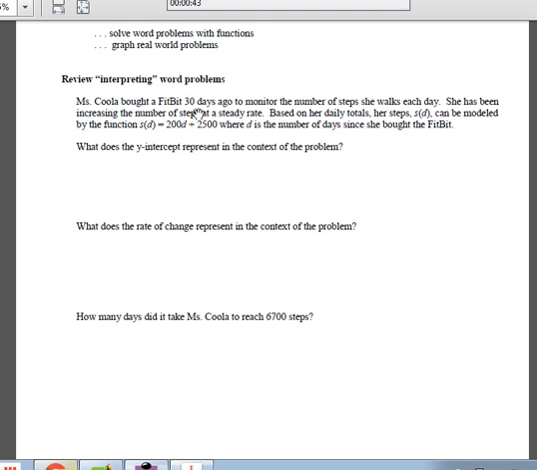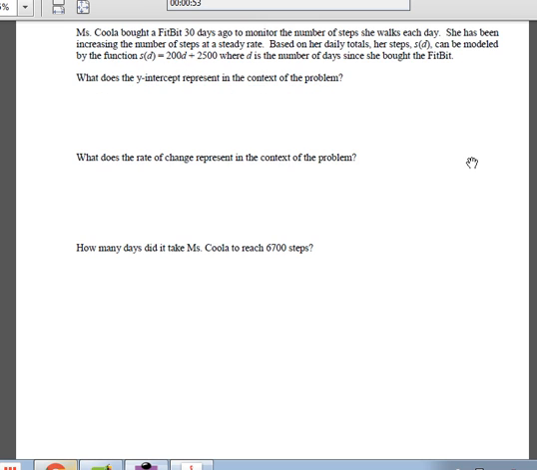Miss Kula bought a Fitbit 30 days ago to monitor the number of steps she walks each day. She has been increasing the number of steps at a steady rate. Based on her daily totals, her steps, S of D, can be modeled by the function S of D equals 200D plus 2,500, where D is the number of days since she bought the Fitbit. What does the y-intercept represent in the context of the problem? Now, you really have to get good at answering these problems, because remember, on the Regents, they love to ask, what does it mean in the context of the problem?